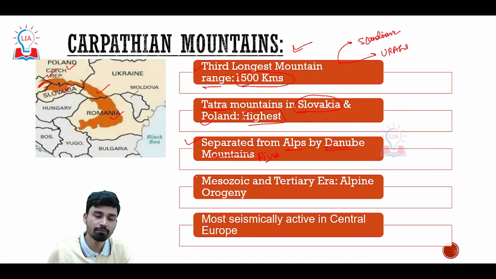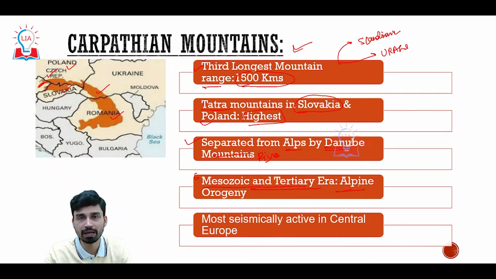It is believed to have originated somewhere in the Mesozoic and Tertiary era, and it is a part of the alpine orogeny. Part of the alpine orogeny means that the Carpathian mountains formed in the same way the alpine mountains formed, almost at the same time when the African plate was colliding with the Eurasian plate, which led to upliftment of sediments and rocks in different areas. And due to its young nature, and the rocks not yet being geologically stable, the Carpathians are believed to be the most seismically active region in the whole of Central Europe.